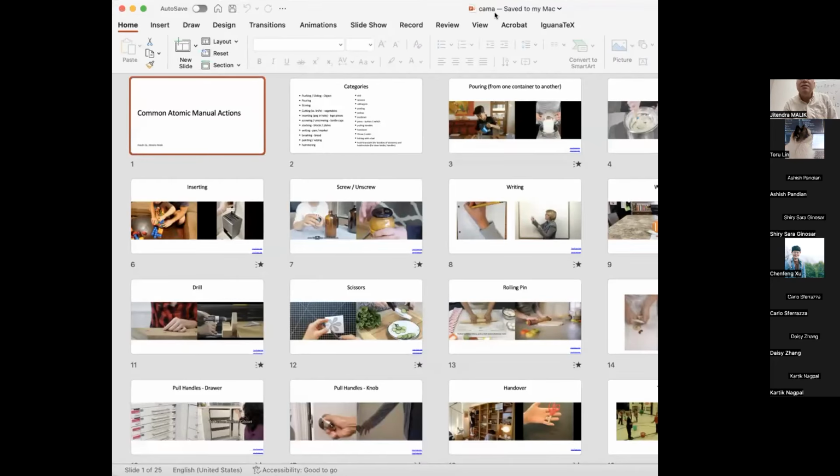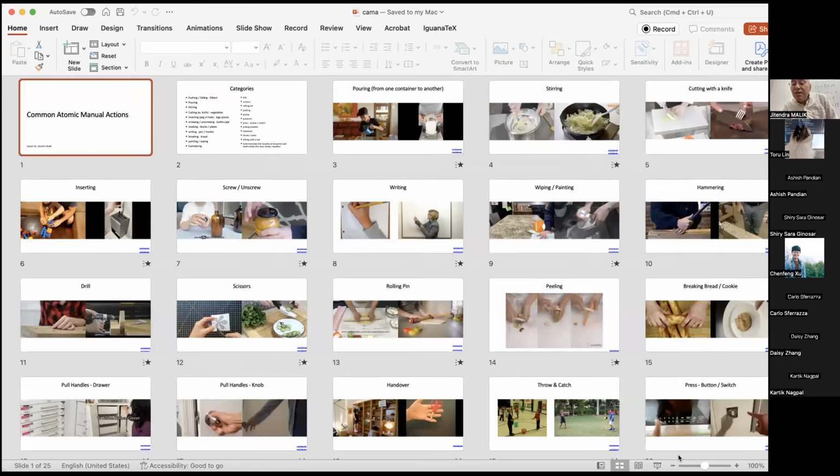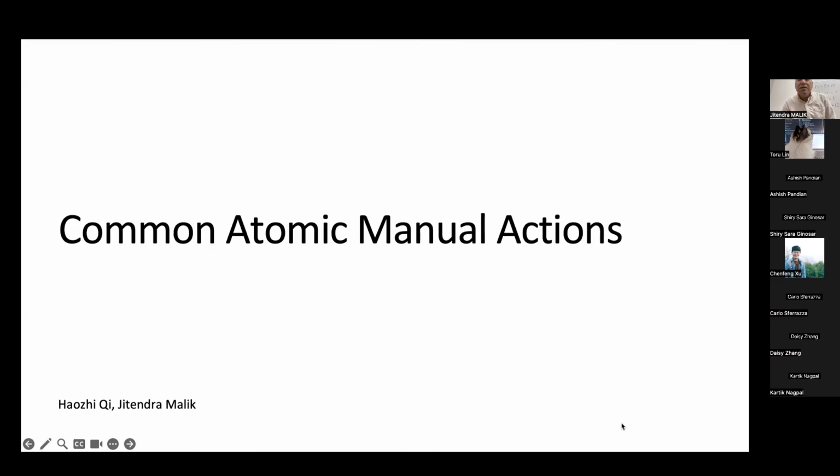Share. Then I should play, and then I should plug this in. Okay, let's see if this succeeds.